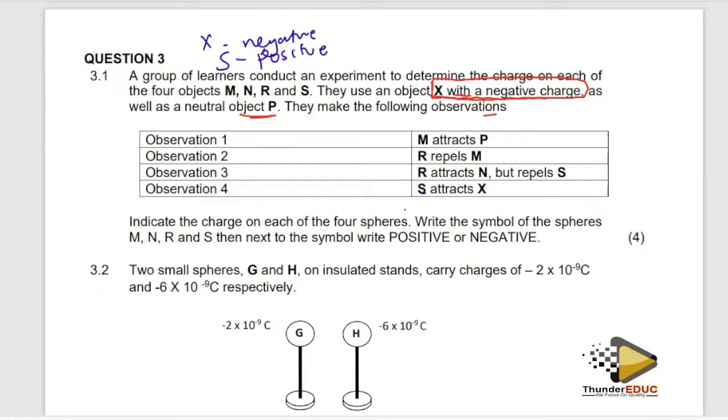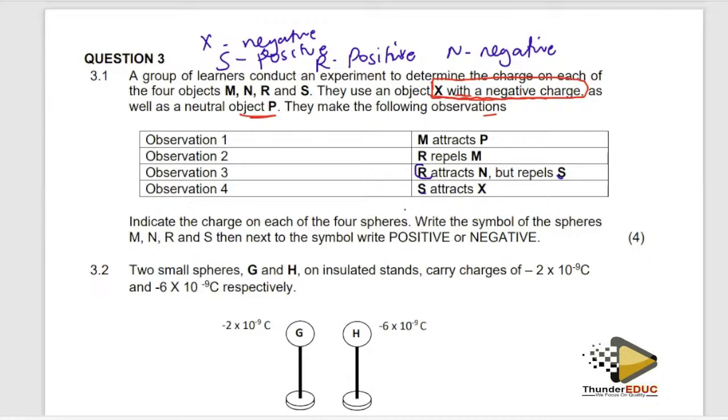Then the interaction between S and each other one. S is being repelled by some other object. They're telling us R attracts N, but repels S. So if S is positive, R is also going to be positive since there's a repulsion. But R is attracting N, which means N is going to be negative. Opposite signs must attract opposite charges.